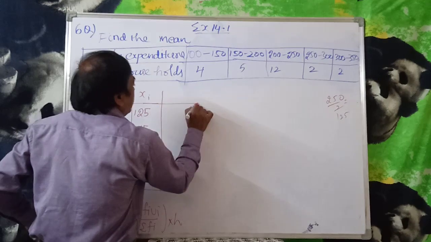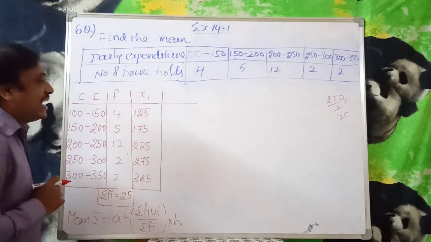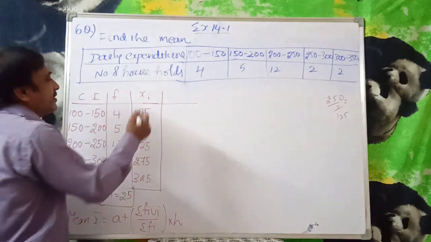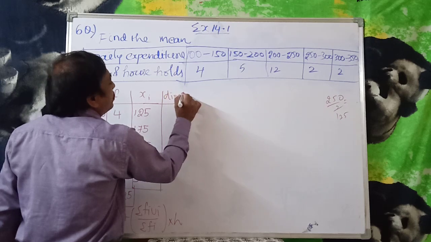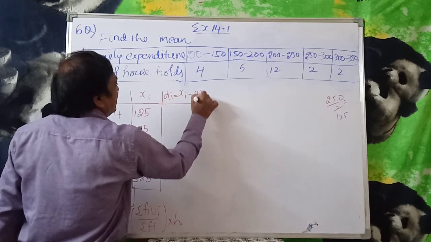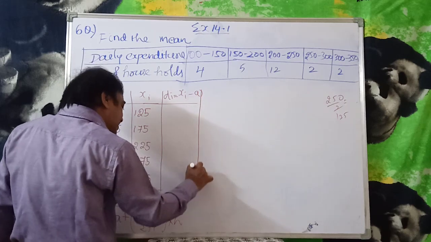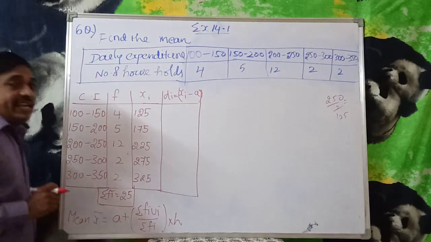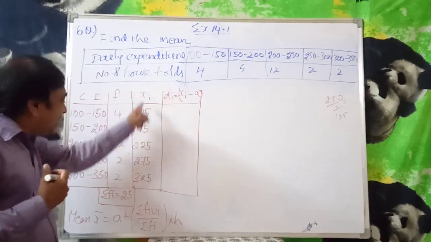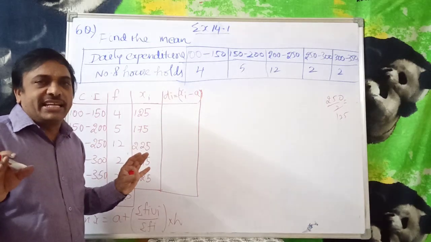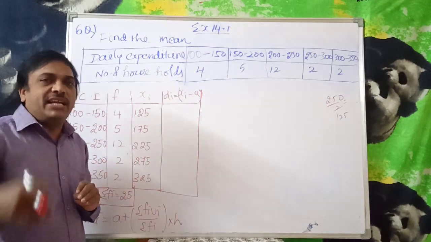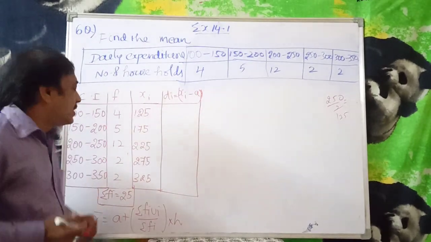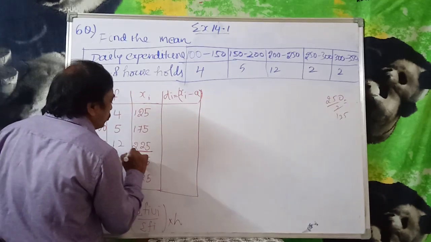Now after this you have to calculate di. How to calculate the di value? Or directly you can write xi minus a by h, but first we calculate di. di is equal to xi minus a. This is the formula. The a value we have to assume from among these xi values. Any value you can take. I already told you in the last class, you take any value and substitute for any question, then you obtain the same result. So now I take the middle one, that is 225.